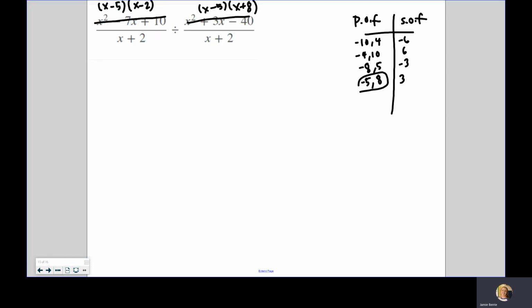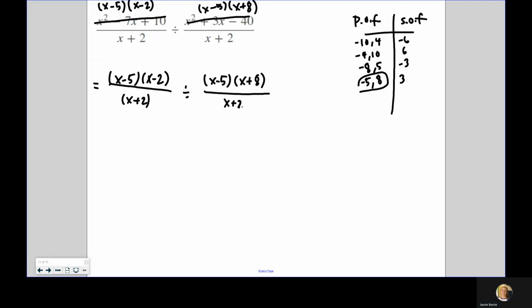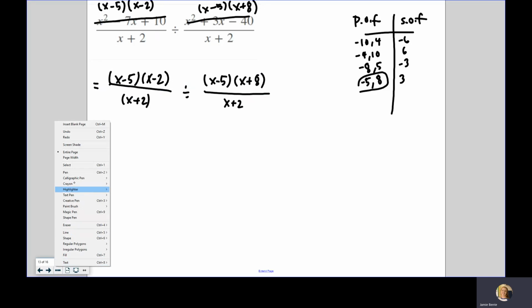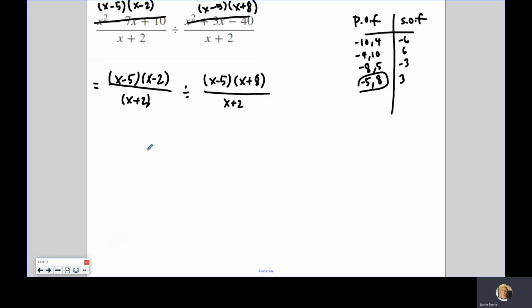All right, so let's rewrite what our problem looks like just so it looks a little bit neater. Over x plus 2 divided by x minus 5 times x plus 8 over x plus 2. You don't have to put parentheses around the denominator over here, I just did so you don't get confused. Let me erase them.